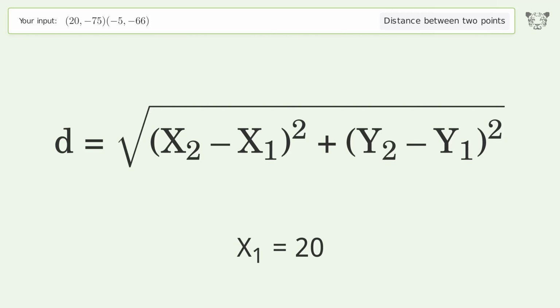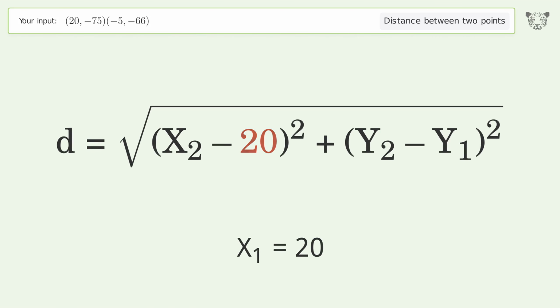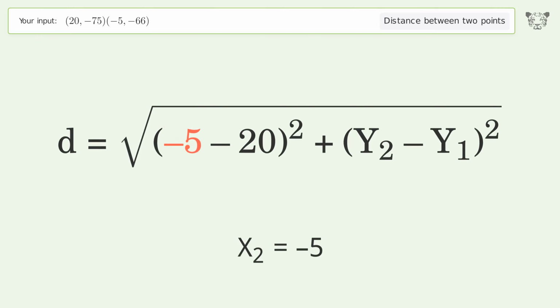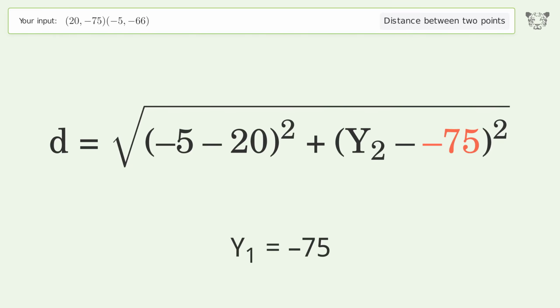x1 equals 20. x2 equals negative 5. y1 equals negative 75. y2 equals negative 66.